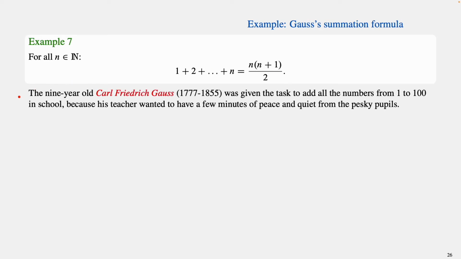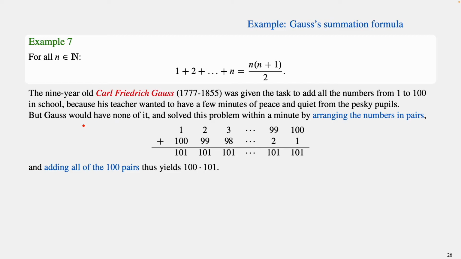And according to legend, the 9-year-old Carl Friedrich Gauss was given the task to add all the numbers from 1 to 100 in school one day because his teacher wanted to have some peace and quiet from his pupils. But Gauss just wouldn't let him and solved the problem within a minute by cleverly arranging the numbers from 1 to 100 in pairs in the following manner. So he took 1, 2, 3, up to 99, 100, and then he wrote them in the reverse order, 100, 99, and so on, until 1. And he noticed that the sum of every pair yields 101.